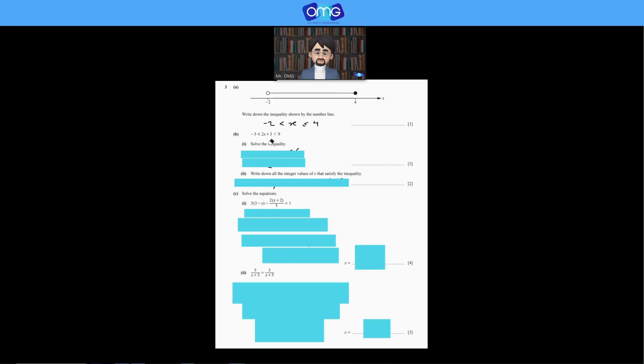Next, solve this inequality. Let's minus 3 from all of them. So this becomes minus 6, 2x and 6. They are all divided by 2, and minus 3 is less than x is less than 3. And that's the answer. Write down all the integer values of x that satisfy the inequality. The first integer will be minus 3 because that's equal. Minus 2, minus 1, 0, 1, 2. 3 is not included, because there is no equal sign here, yeah?